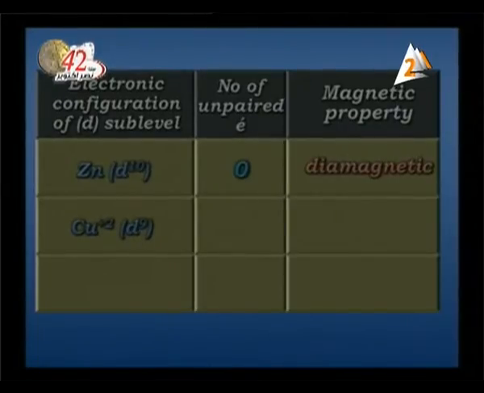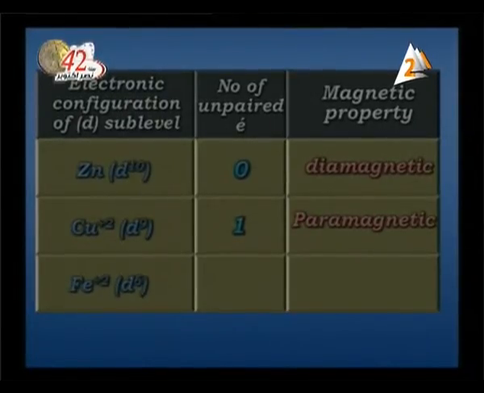Here, the copper positive 2 ion has a d sublevel containing 9 electrons. The number of unpaired electrons is 1, so the magnetic moment equals 1. And so the magnetic property here will be paramagnetic, as it contains 1 single electron.